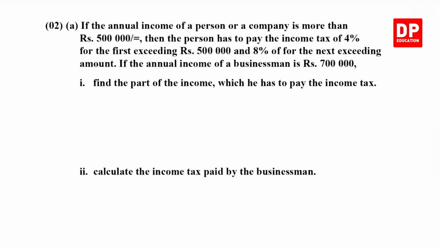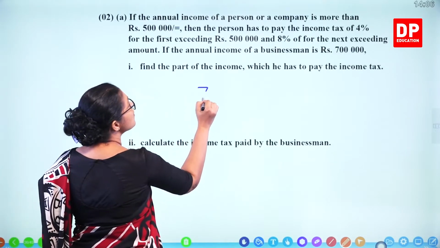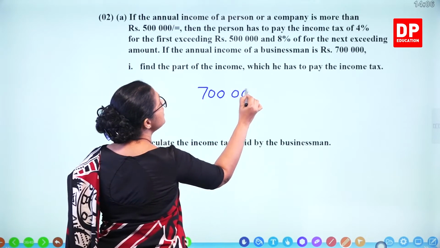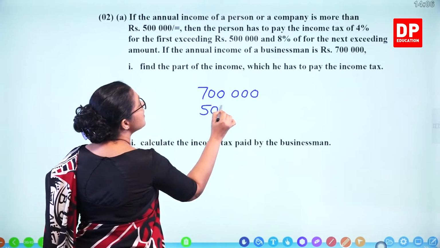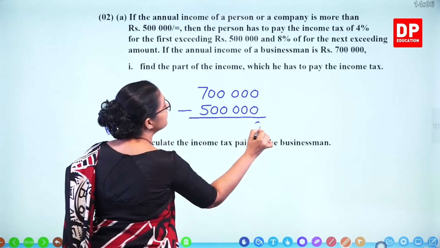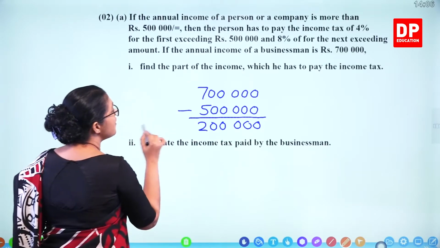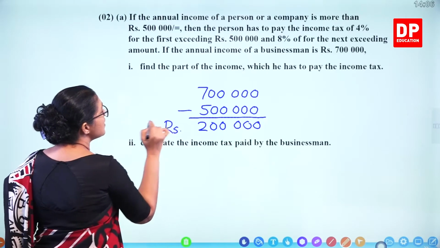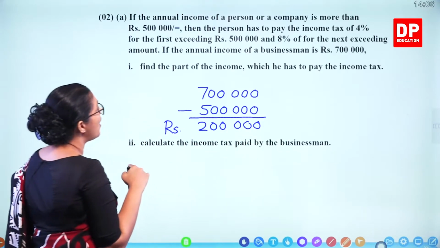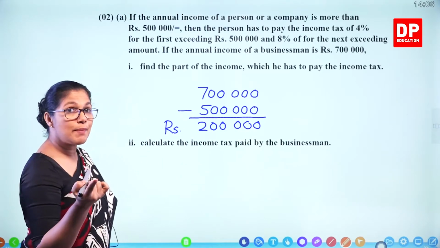pay the income tax. So the first 500,000, it's free. So what's the other part? So 700,000 minus 500,000. So what's the value? So you get 200,000 rupees. This is the taxable amount. Calculate the income tax paid by the businessman.